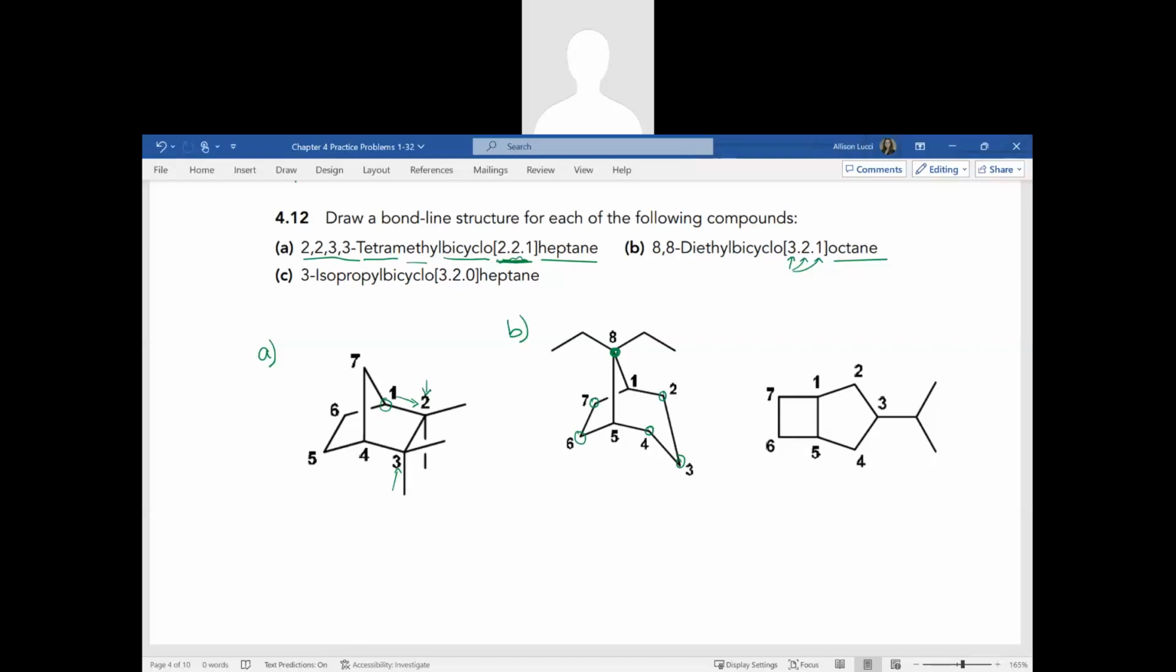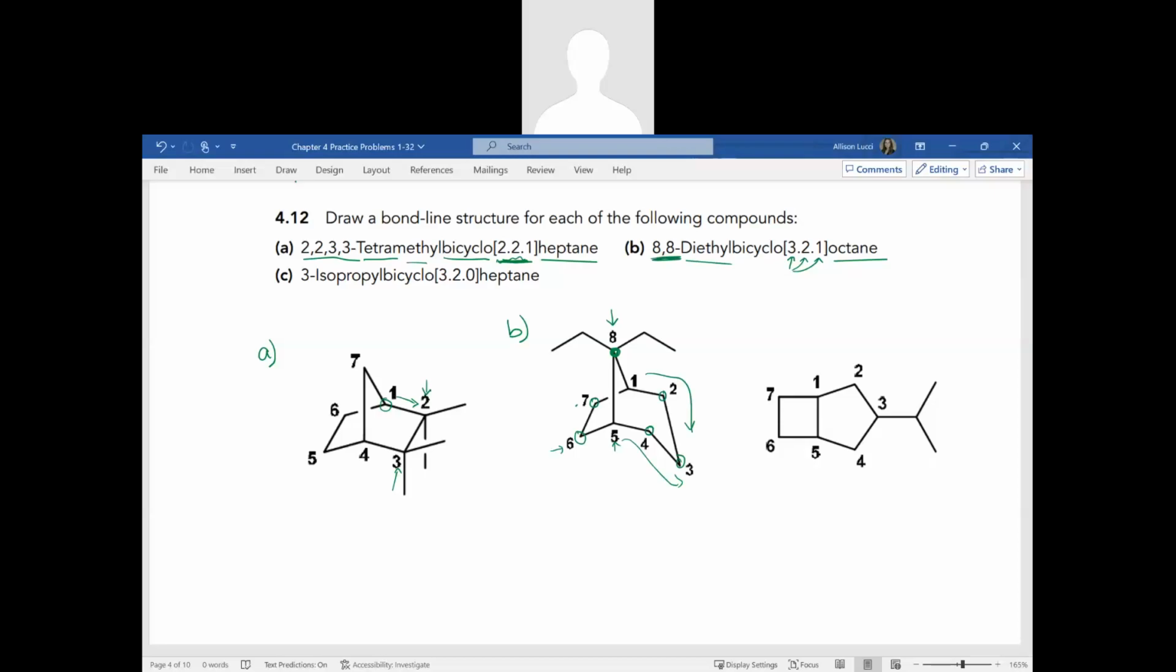We have to go down the largest bridge. So we could go this way, or we could have started at this bridgehead and gone this way. We still would have found 1 through 5 along this ring. And then continuing, we would see in this ring here, the other 2 carbons give us 6 and 7. And then that last bridge of 1 carbon, when we go to the top, we see that that's numbered carbon 8. And that's where we have both of our substituents, and they're the same substituents.